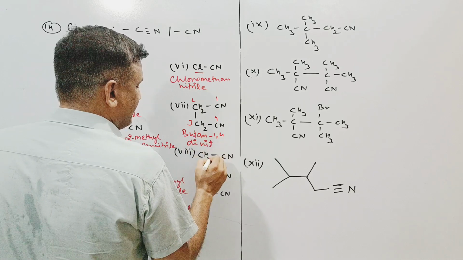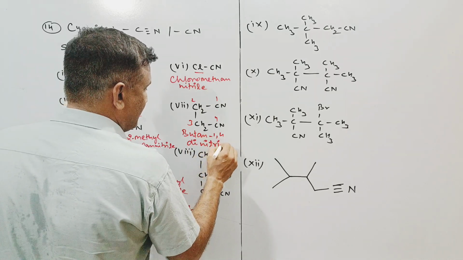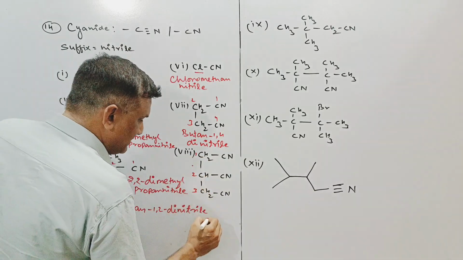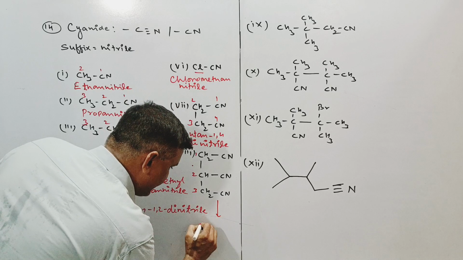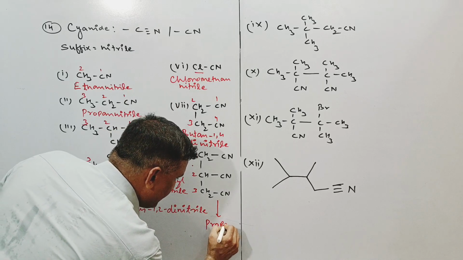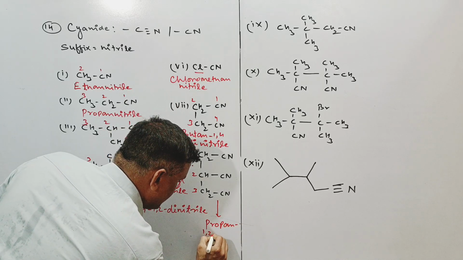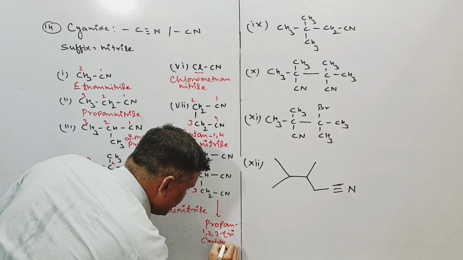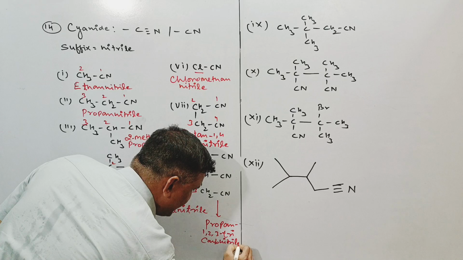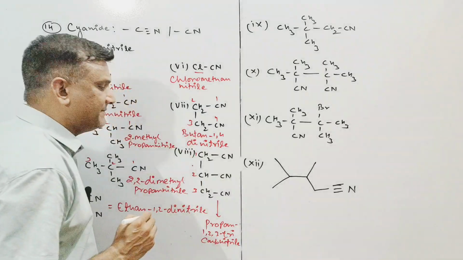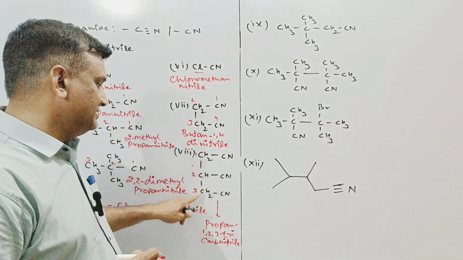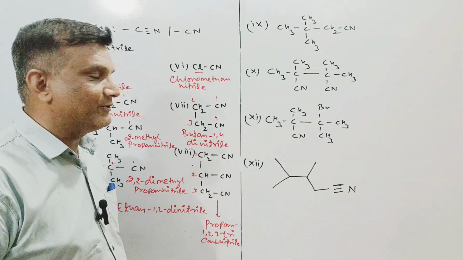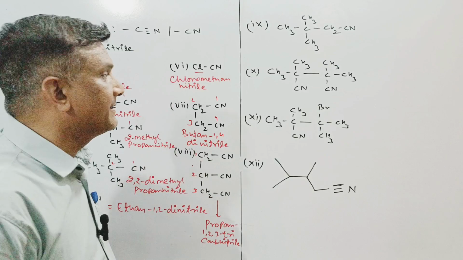So butane 1,4 dinitrile. For this it will be 1, 2, and 3. This is propane. Propane 1, 2, 3 tricarbonitrile, because carbonitrile, nitrile, exists as a carbon atom, and if we count these two then it will be leaving. So particularly, you have to leave every CN, and take the chain as straight.